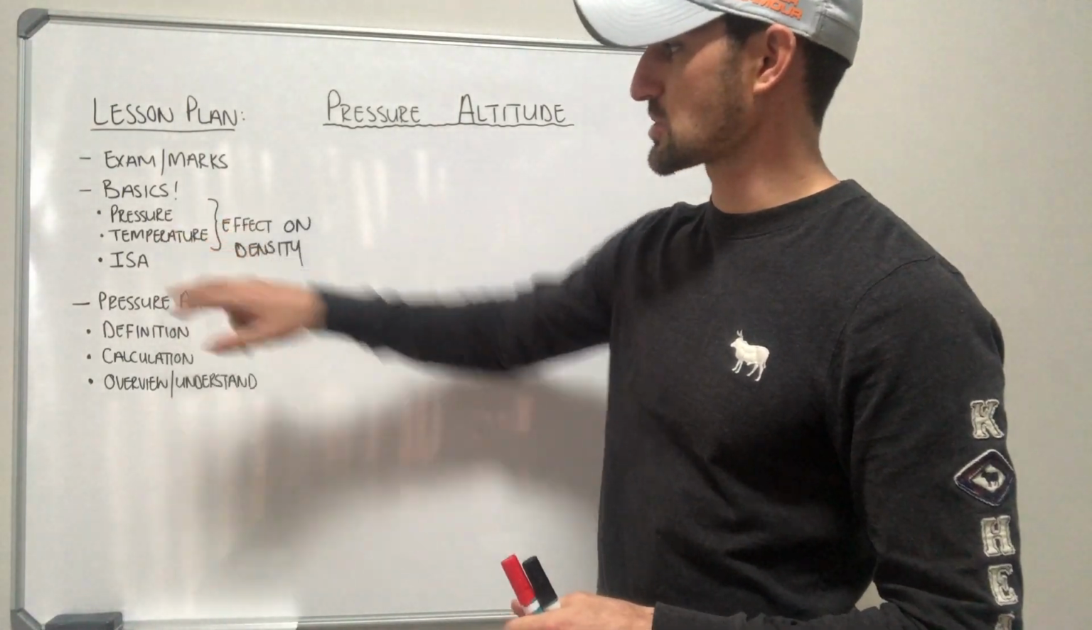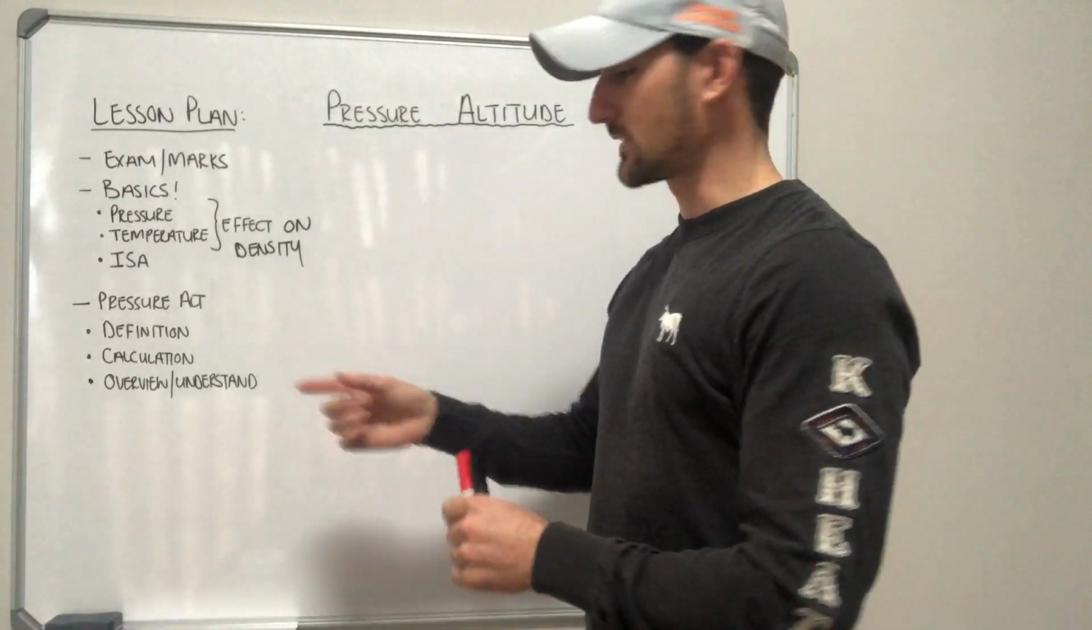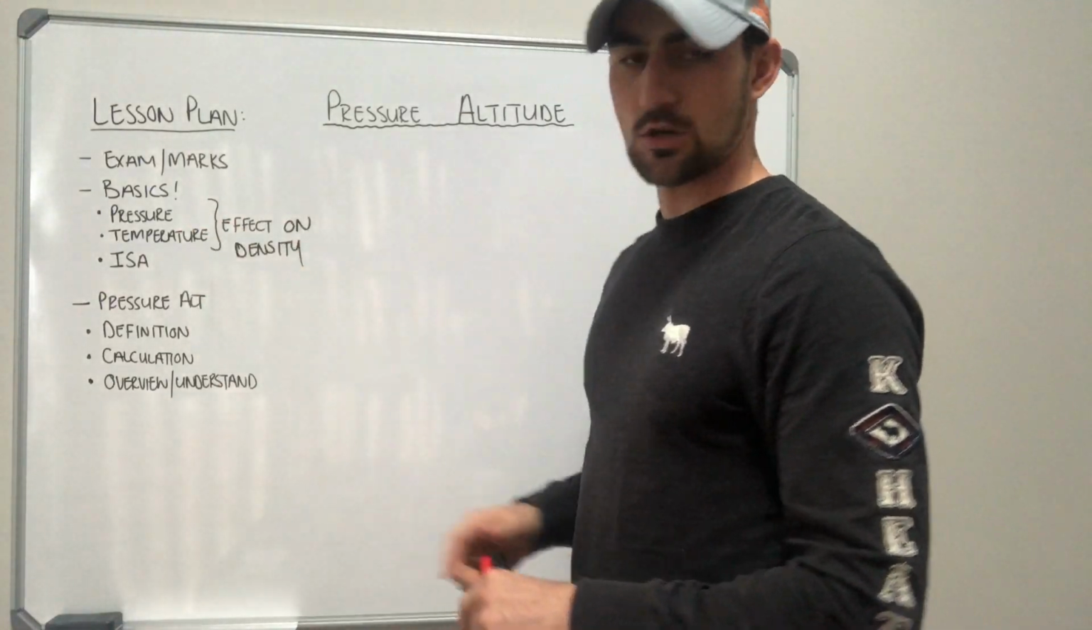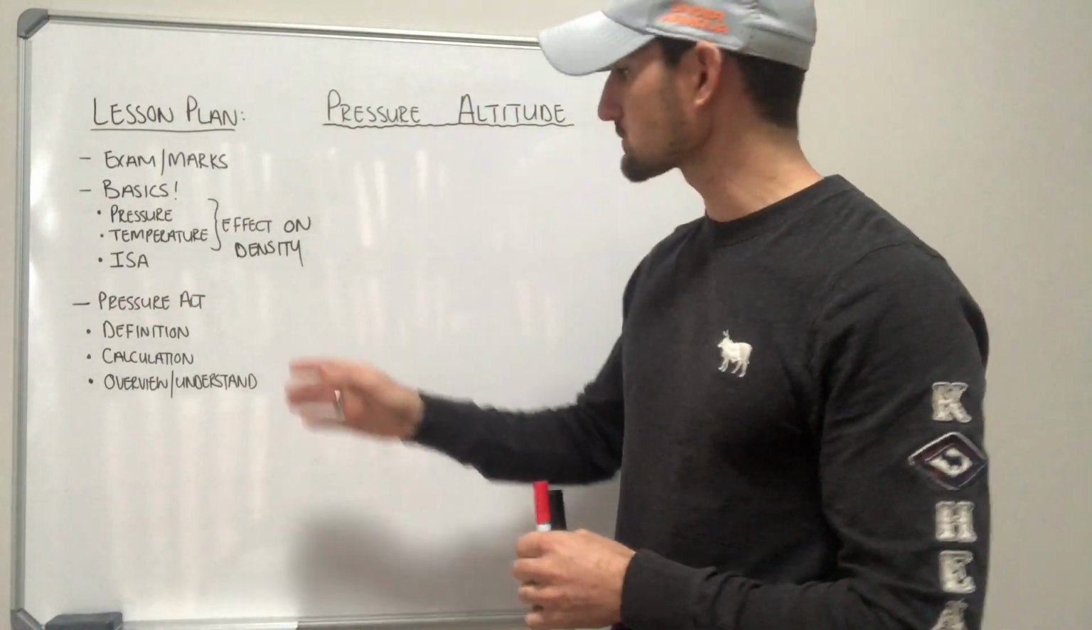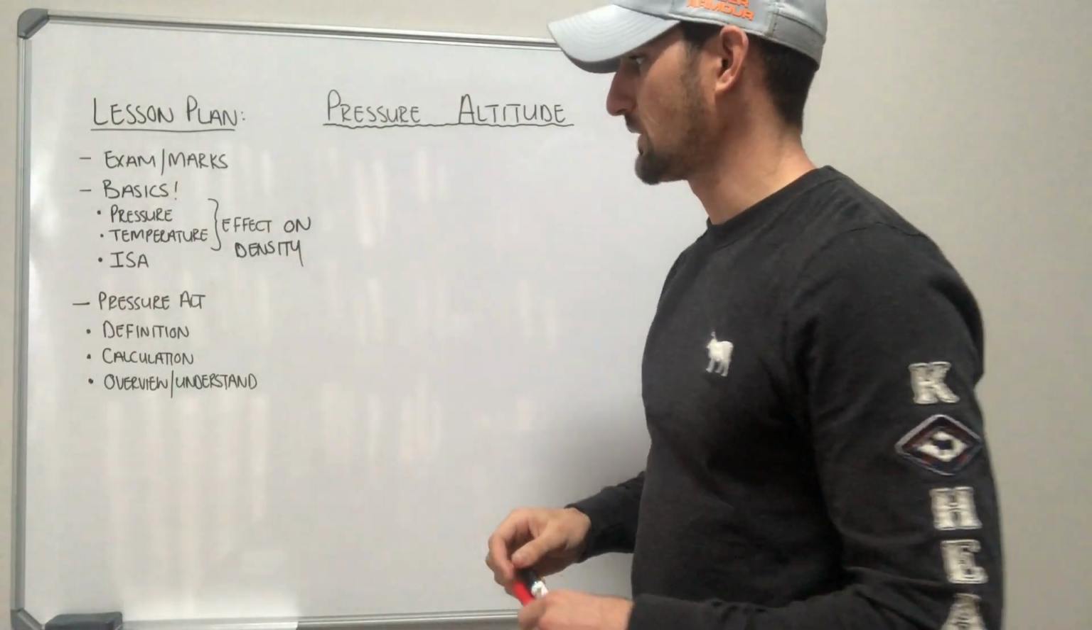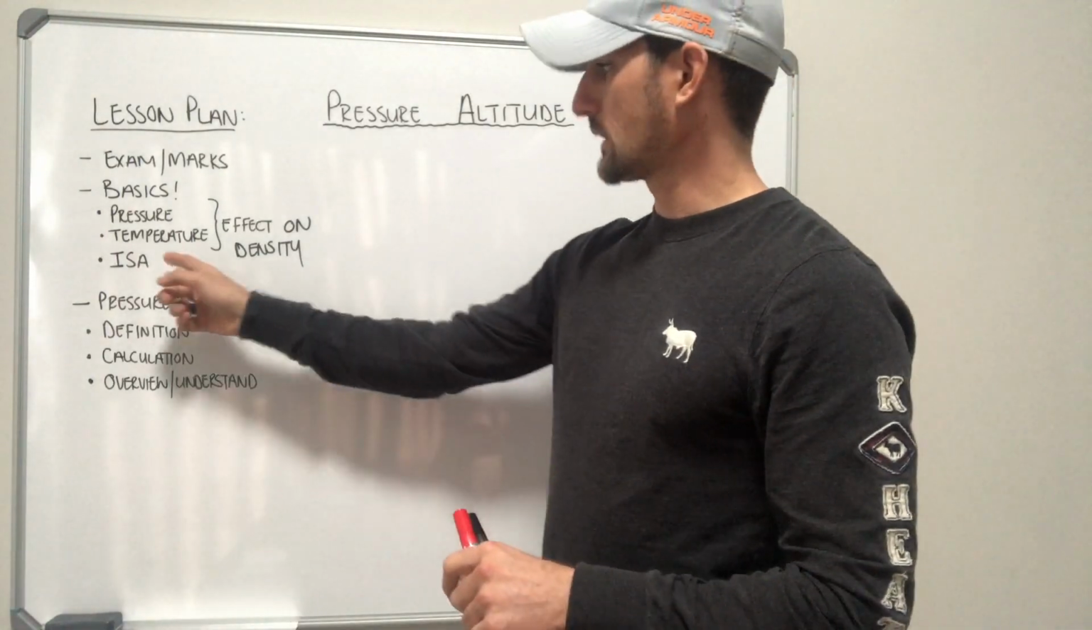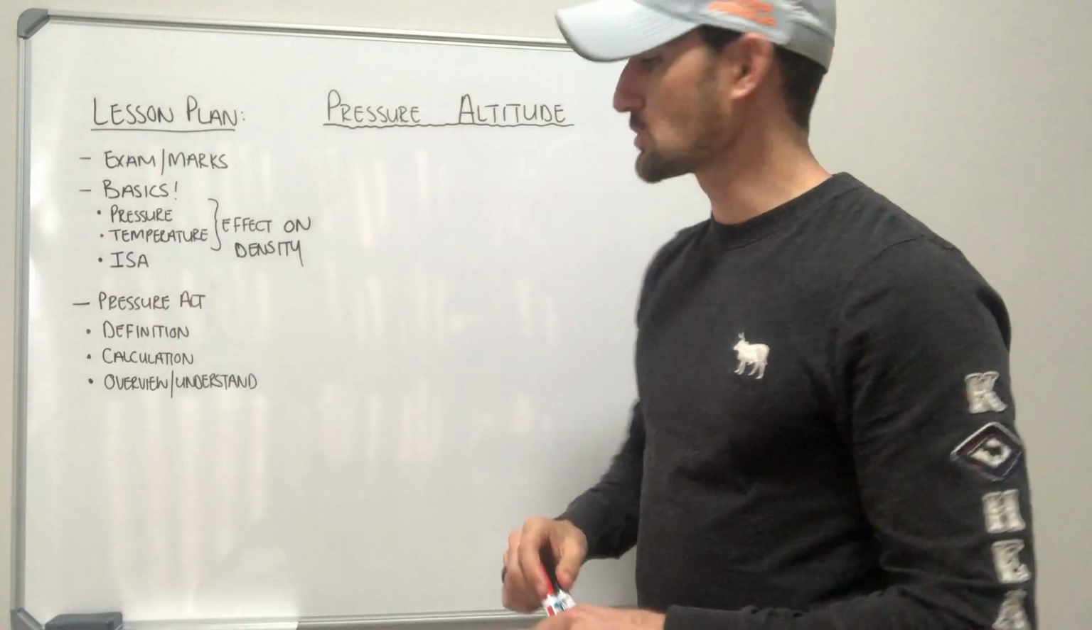So we'll just talk about pressure and temperature and the effect that different pressures and temperatures has on air density, because that is what it all comes down to, right? It comes down to the effect on density. And then we'll quickly talk about ISA as well. This is crucially important as well.